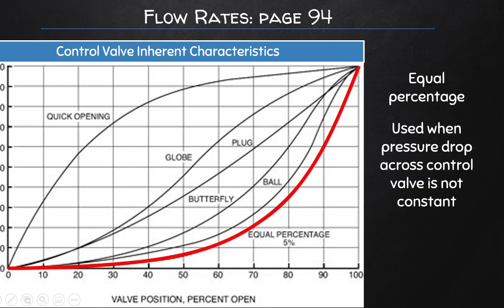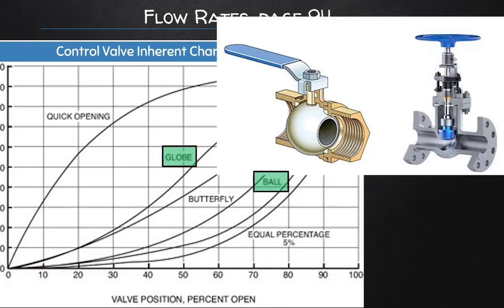Now, equal percentage characteristics are more sensitive to movement when the valve is closer to its fully open position. This is typically used when a pressure drop across the control valve is not constant. Ball valves would typically have this type of characteristic, while globe valves tend to be more closely linear, as shown.